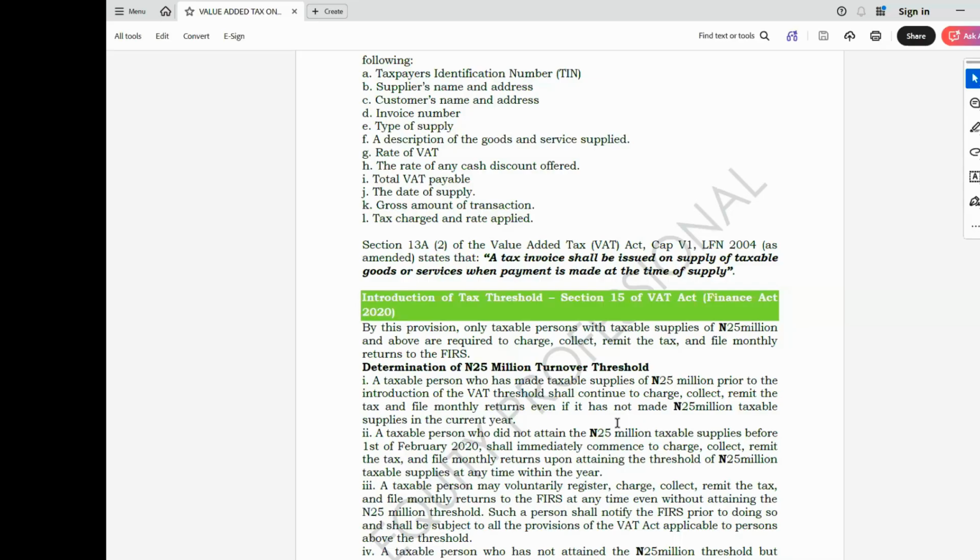If you now start counting January, February, March, April, May, June, July, August. If it was the end of the year, let's say it was as at December 2020 that you get to 25 million, that is when you start charging VAT and start remitting VAT. If throughout that year you did not get to 25 million threshold, you are not going to charge any value-added tax.